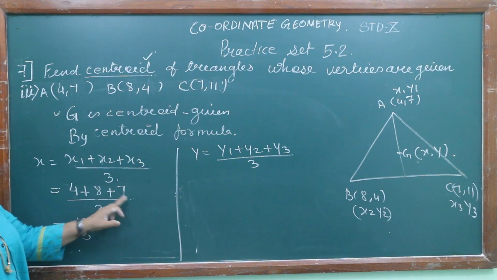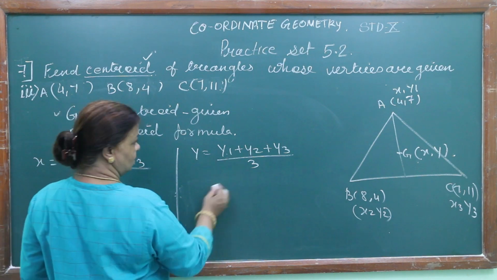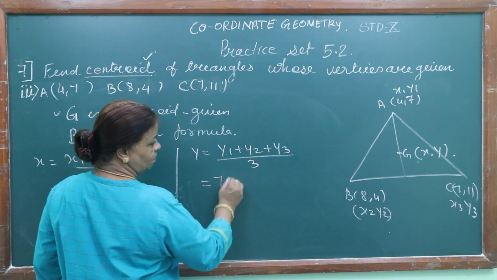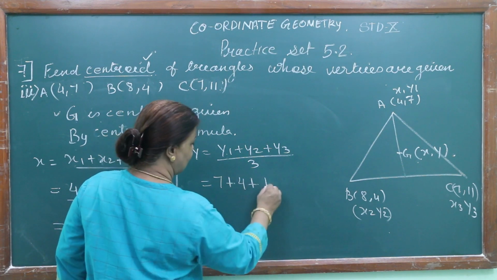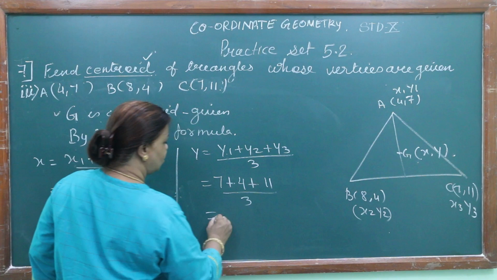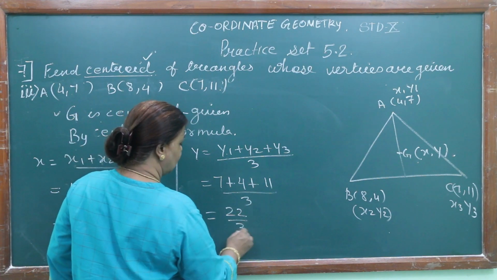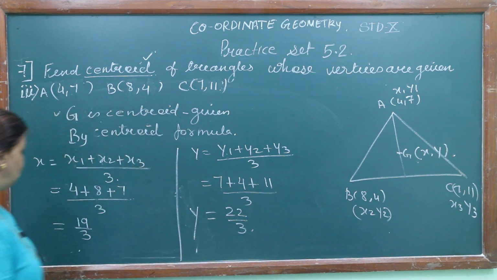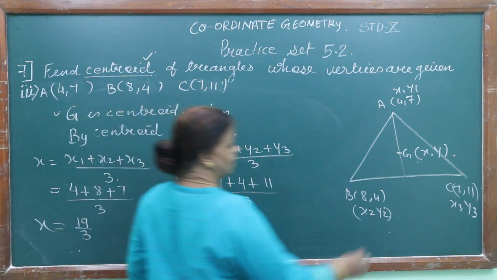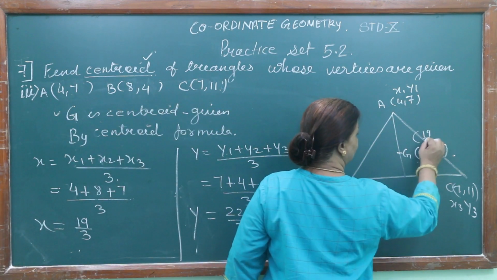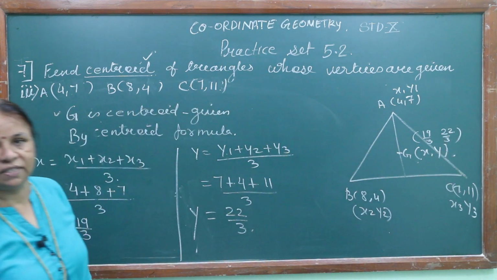12 and 19 upon 3, yes. Now the y coordinate will be y1 7 plus y2 4 plus y3 11 upon 3, which is 7 plus 4 is 11, 11 plus 11 is 22 upon 3. So the y coordinate is 22 upon 3 and the x coordinate is 19 upon 3. Let us write here 19 upon 3, 22 upon 3. You can pause the video and solve the sum.